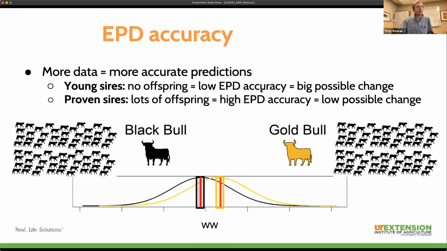But as we add more offspring, the confidence in these predictions gets much higher, and the possible change shrinks down. So there's less shifting around that these EPDs can do, our estimates of these means, because we've got so much information after these bulls have had a number of calf crops.